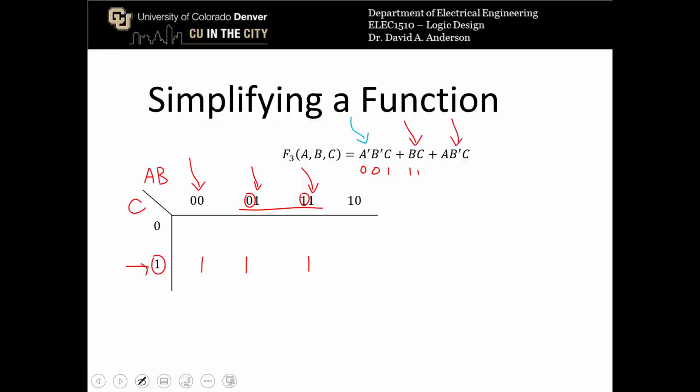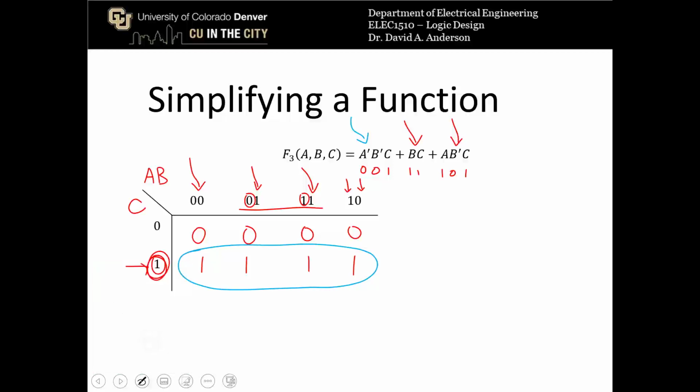And the last expression, a, b prime, c, is where a is 1, b is 0, and c is 1. So a is 1 here, b is 0, and c is 1, so we have a 1 here. Now it should be fairly obvious how you simplify this function by drawing a bubble. The bubble is down at the bottom row.